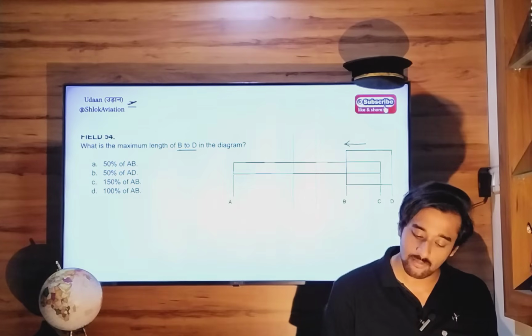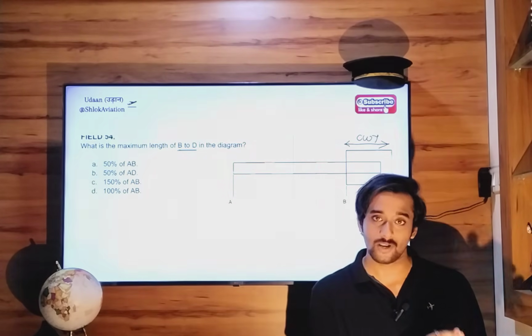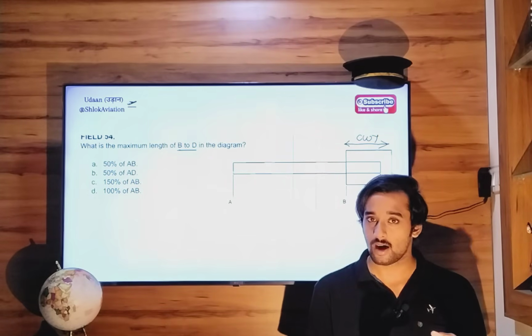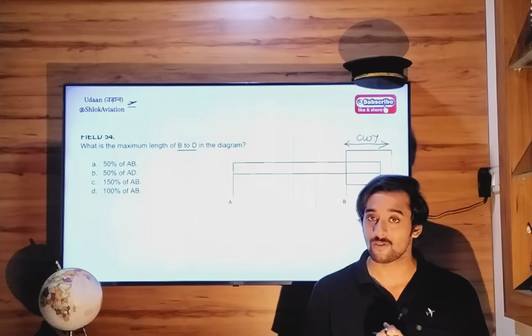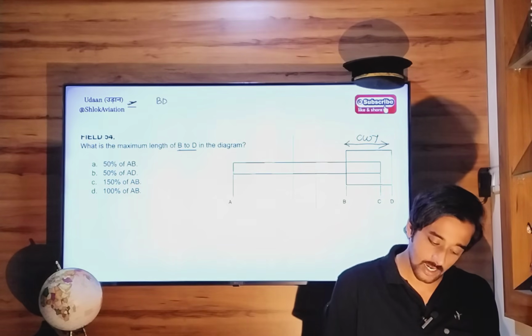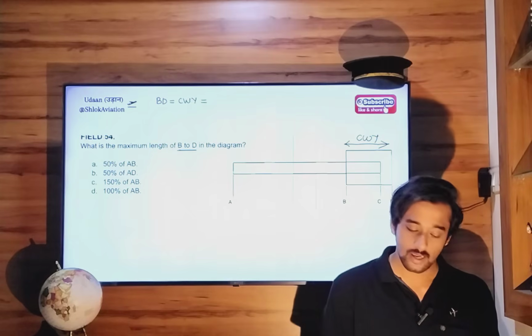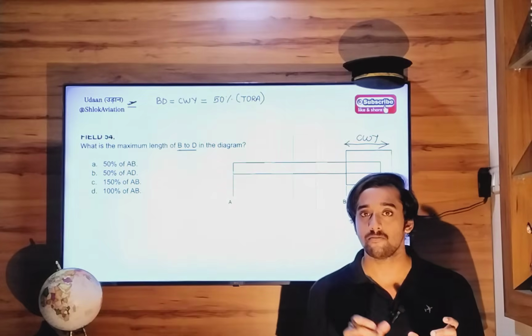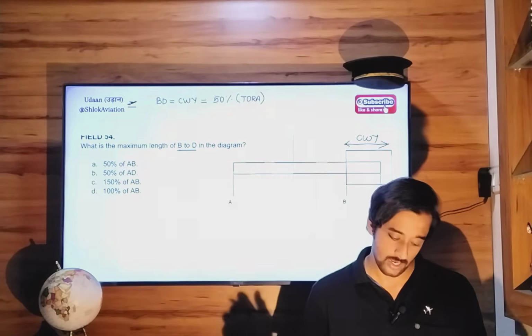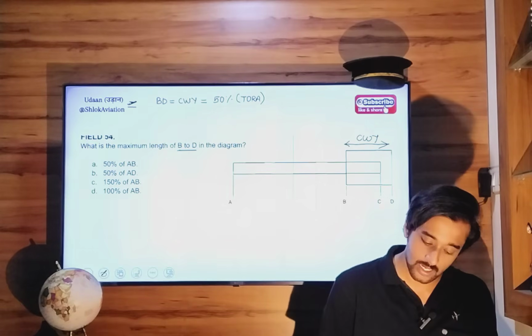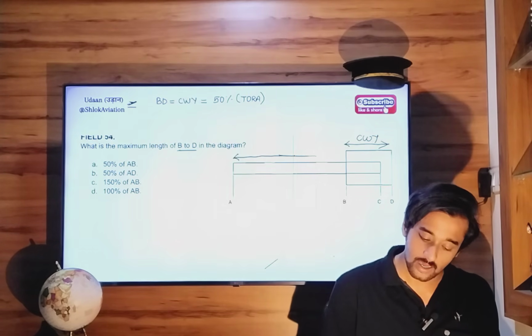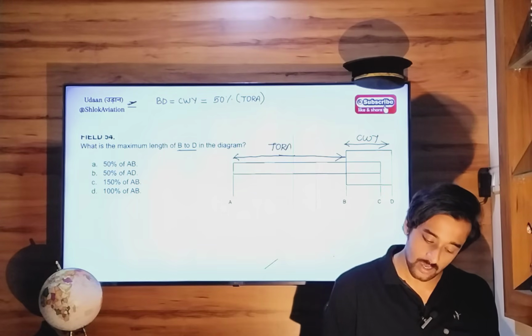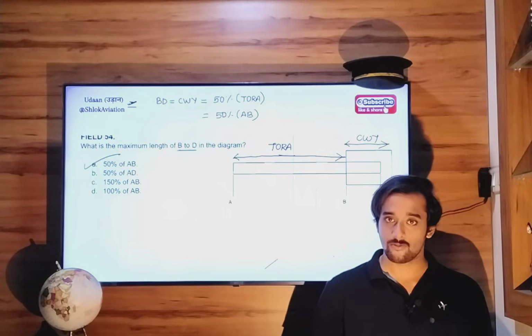54. What is the maximum length of BD in the diagram? BD is nothing but clearway. If you have watched my previous video lectures, you will be familiar with the expectation of this question. Clearway can be maximum 50% of takeoff run available. So what is takeoff run available in this diagram? It is AB. So 50% of AB, right? So option Alpha.